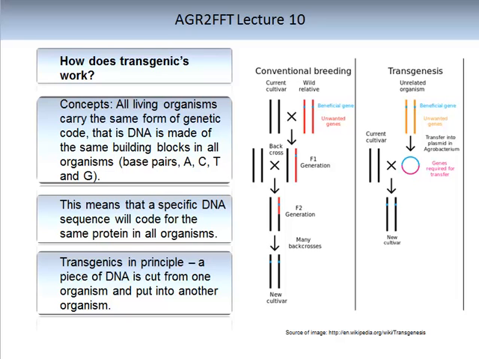This means that a specific DNA sequence will code for the same protein in all organisms. Transgenics, in principle, is where a piece of DNA is cut from one organism and put into the other organism. The figure on the screen describes visually the differences between conventional breeding and transgenics.